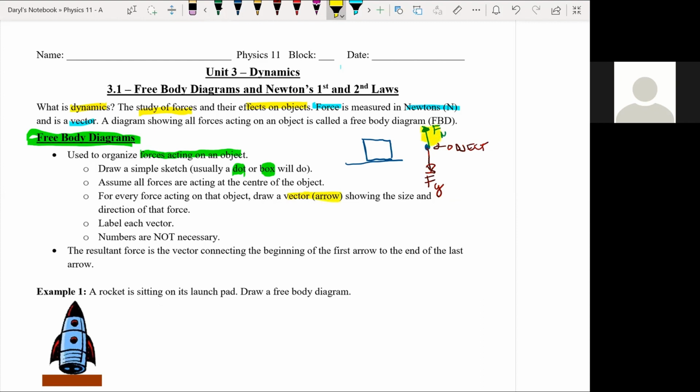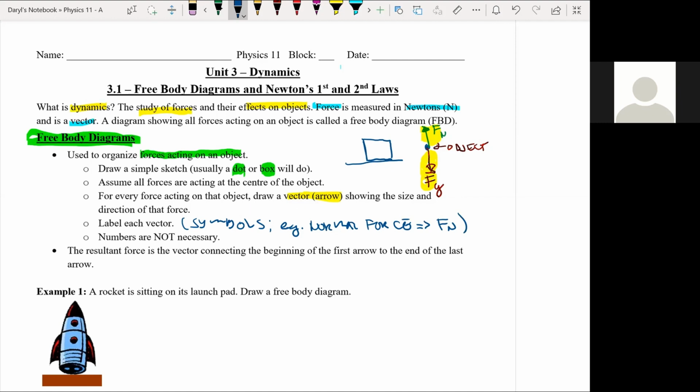It's just a straight line showing the size and direction of that force. And label it. You can just use symbols. For example, for normal force, you don't have to write normal force, you can just write Fn. And numbers are not necessarily written there.